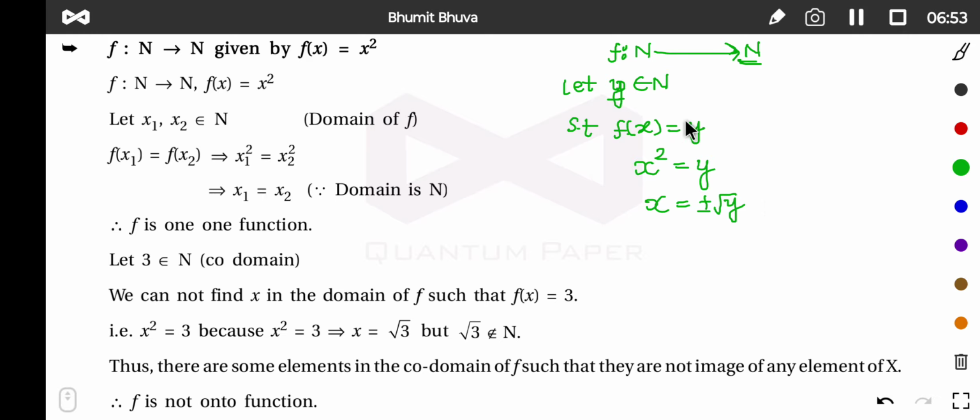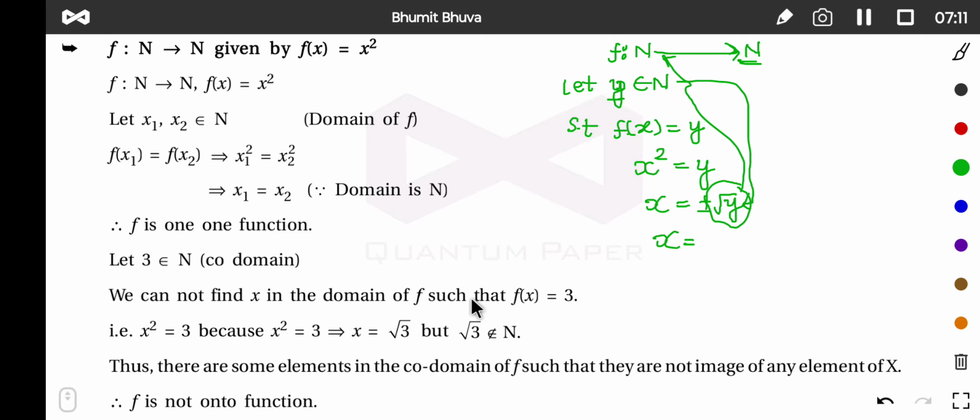Okay, but y we have taken from where? Natural numbers. But x is equal to what we are getting, plus or minus root y. So this type of number cannot belong to the domain, because x must be in the domain. Or in another way we can say, if it is not onto, we can give a counter example also. Here we have taken in general y belongs to natural numbers, so let 3 belong to natural numbers.